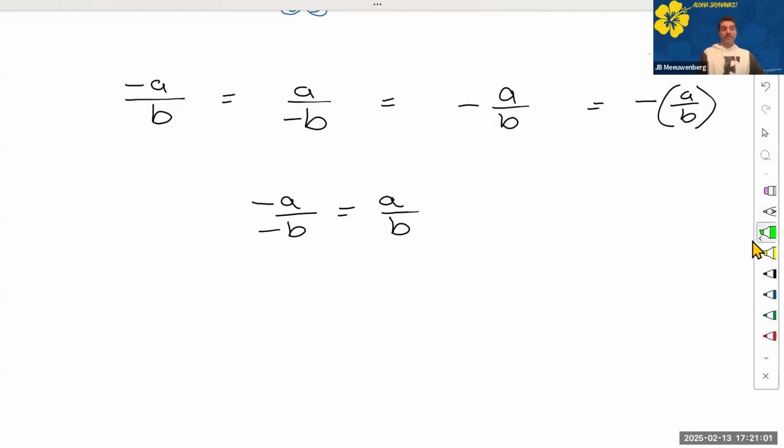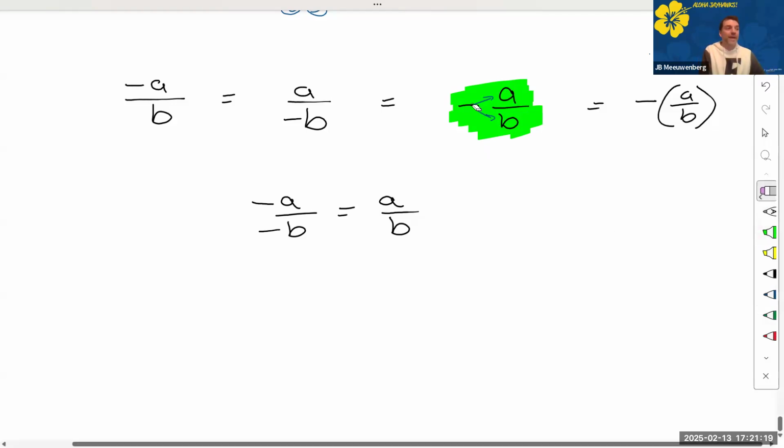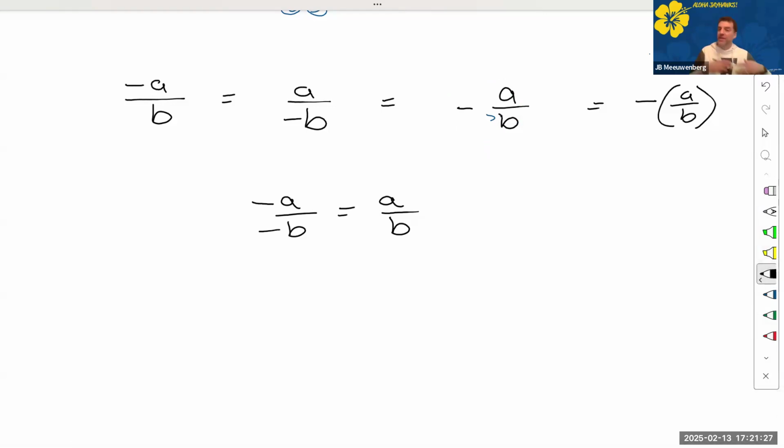Now, I think the one that is most misunderstood of all of these is the one right there. A lot of times I will see people misinterpret that as the negative going to both the a and the b, and it does not. It can go to either one, as we saw here and here, but it doesn't go to both. So if you have a negative out front like that, it just means that you've got this fraction a over b, and it has a negative value. So those are the rules for signs regarding fractions.